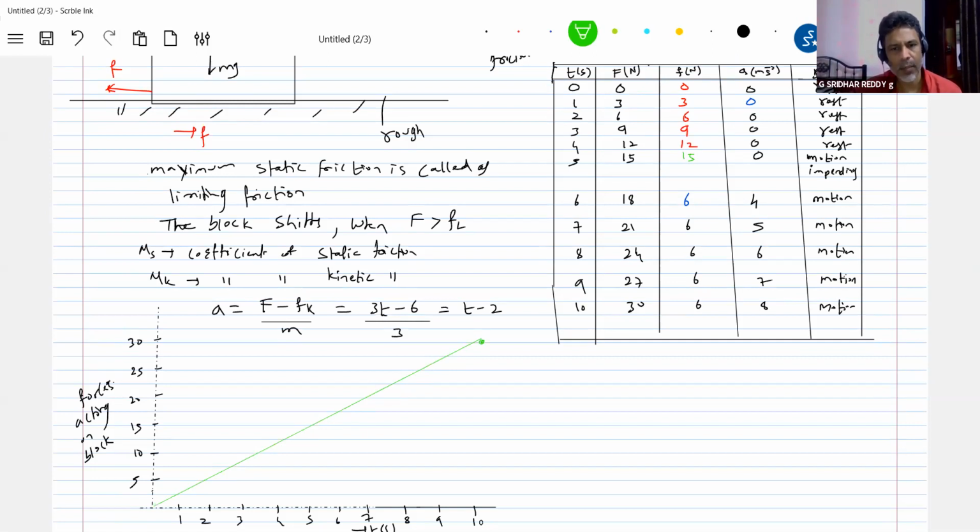Okay, fine. So this is the applied force. The green color is the applied force. Now, what about the friction? We'll plot the friction. Initially, how will the friction behave? The friction will vary as that of applied force till what? Till 0 to 5 seconds. Till 5 seconds, the friction will be.